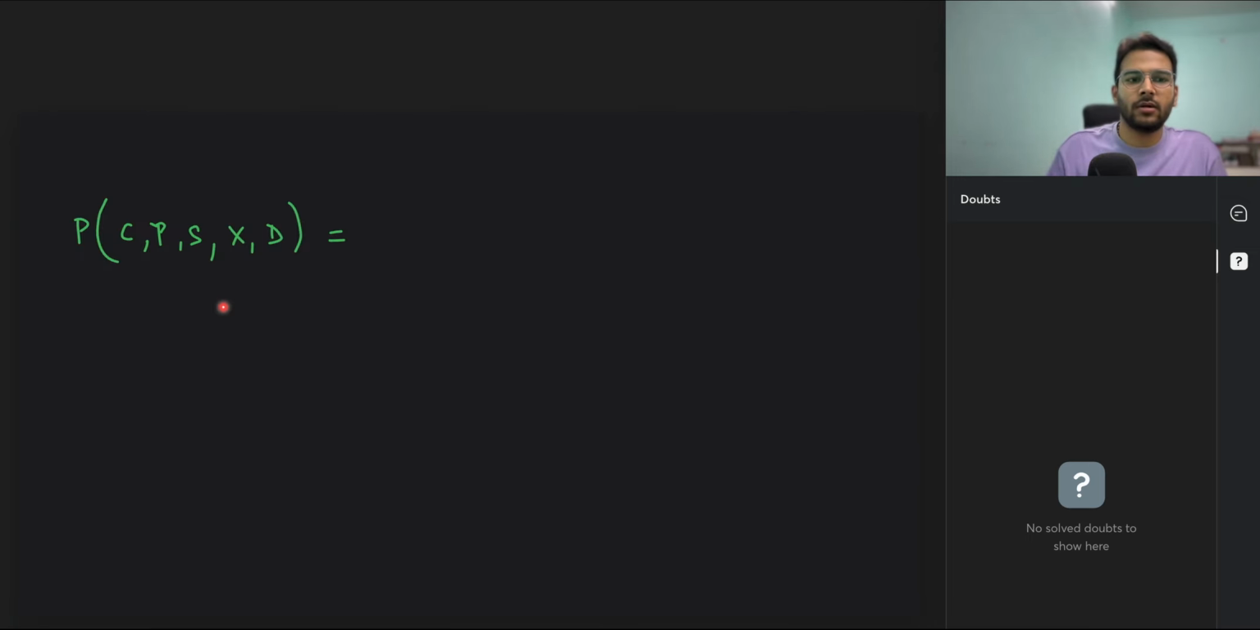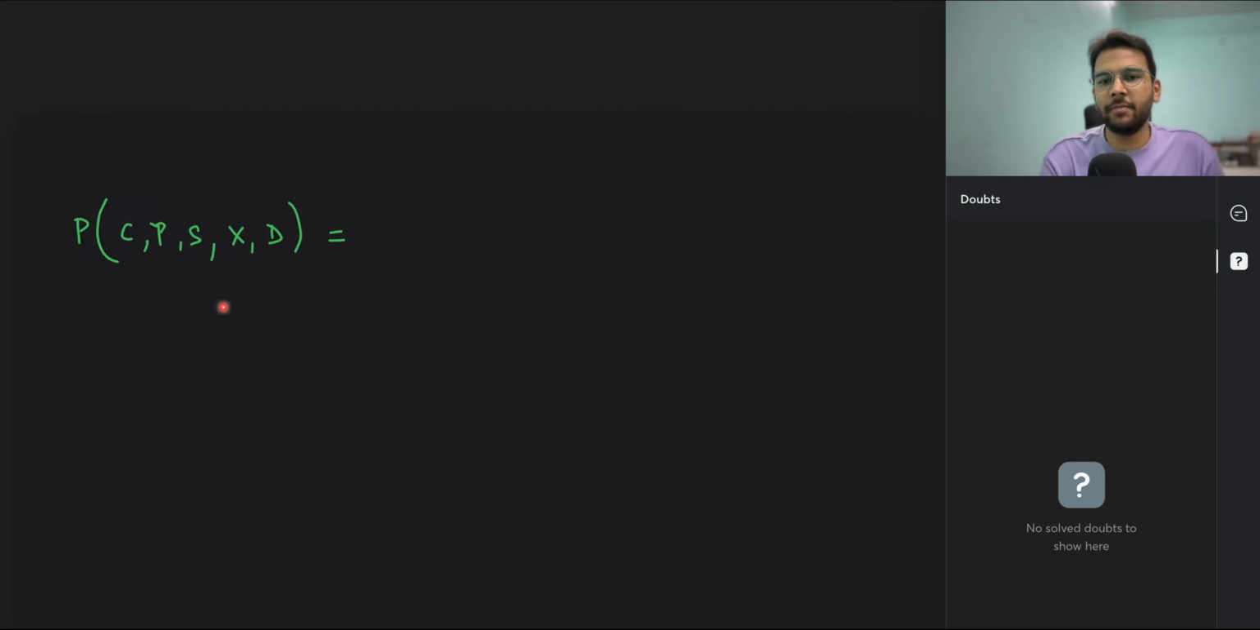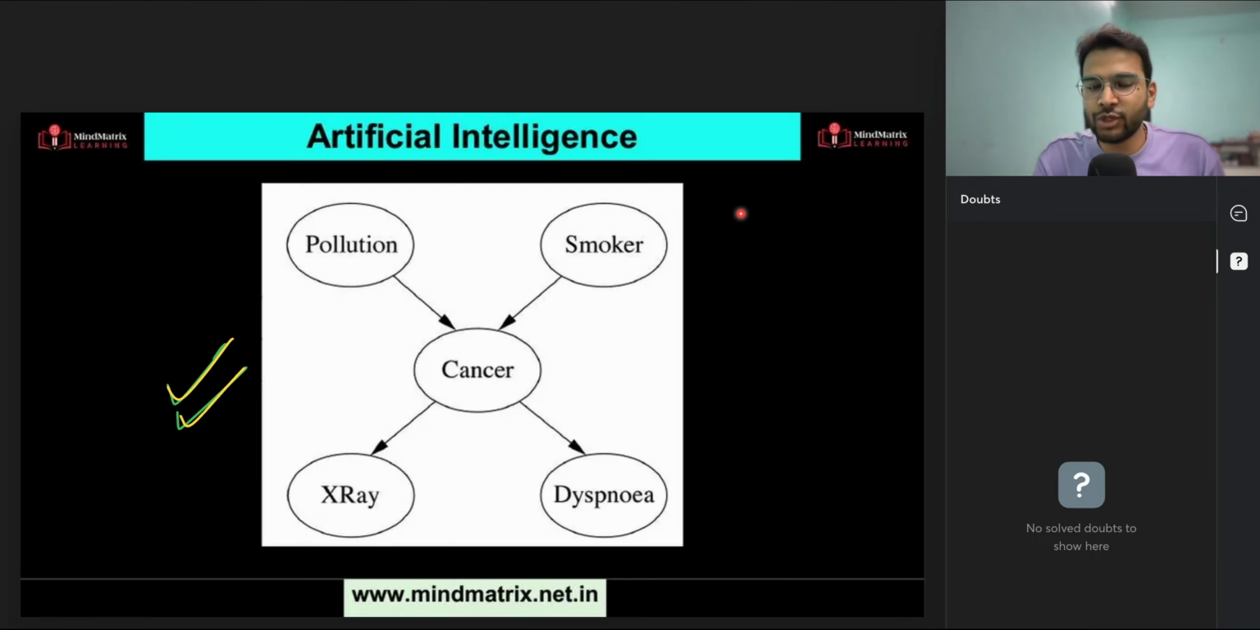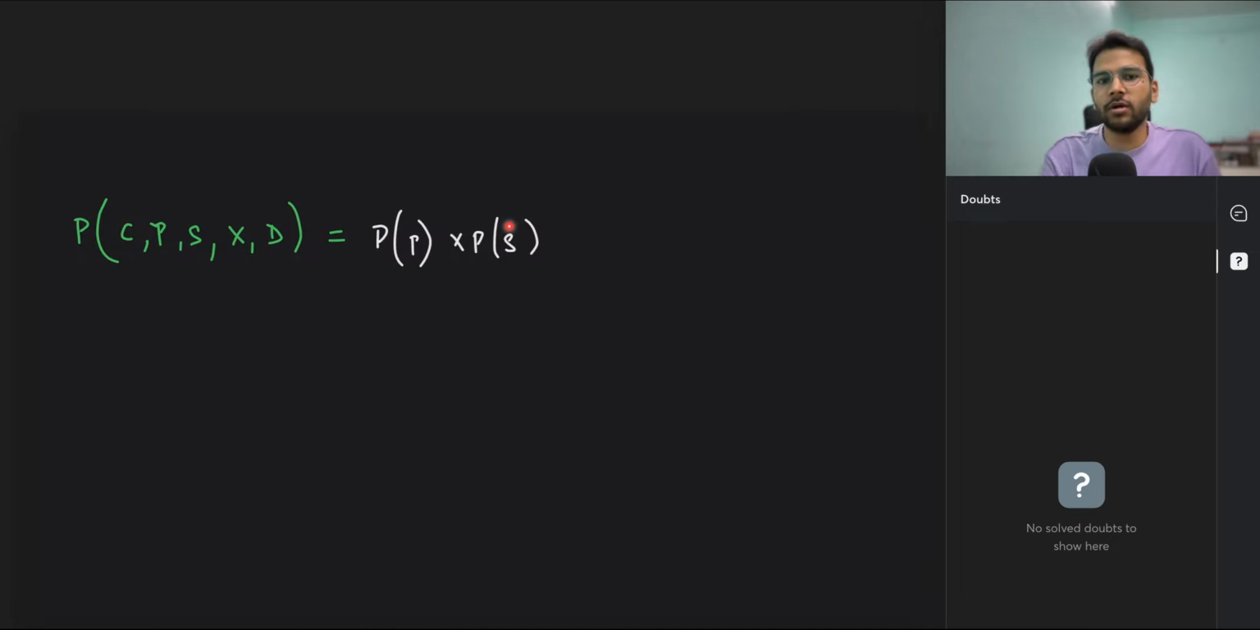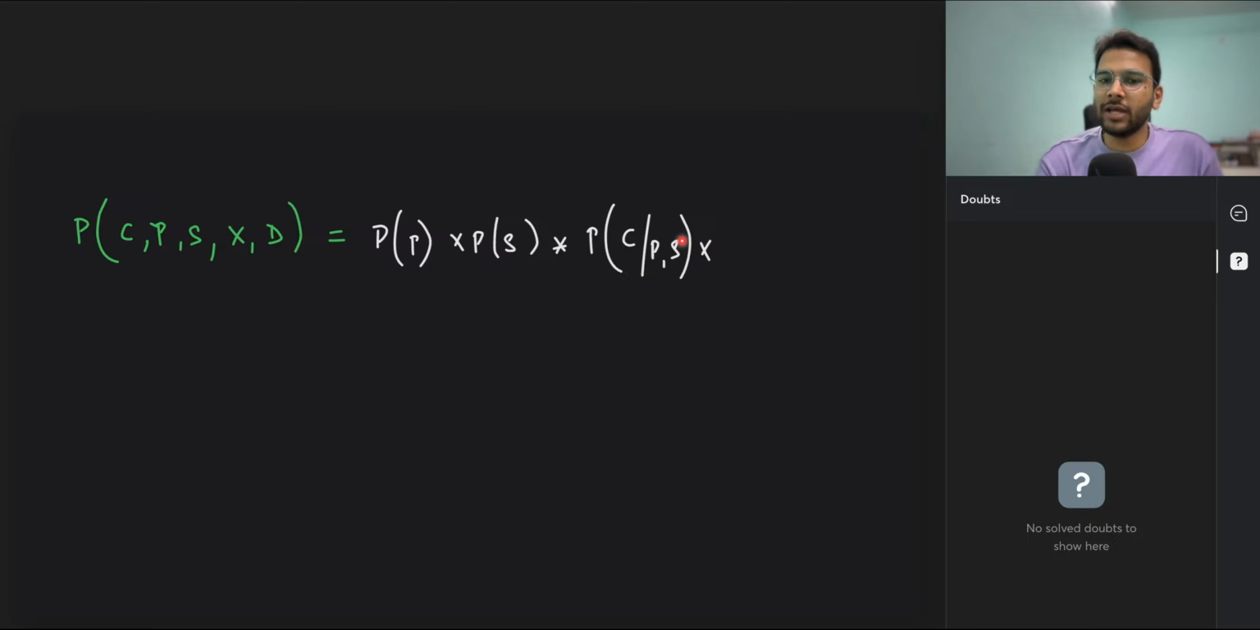Carefully see this. So let's start from maybe pollution, because there is no incoming edge. You can start from smoker as well. These two are completely independent. So I can say that probability of P, that is pollution, multiply probability of S, correct? Then what about cancer? You can see cancer is conditionally dependent on pollution as well as smoker. So we can say probability of cancer given pollution and smoker, multiply. What about X-ray?